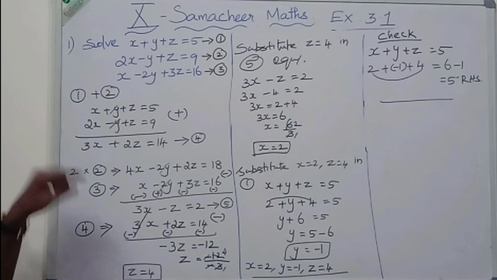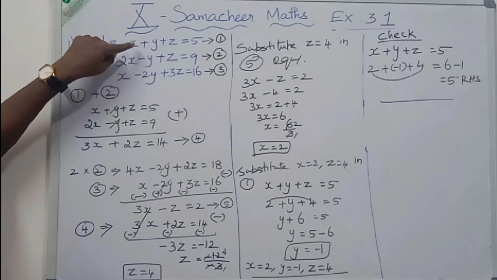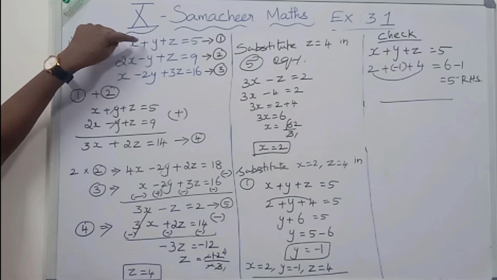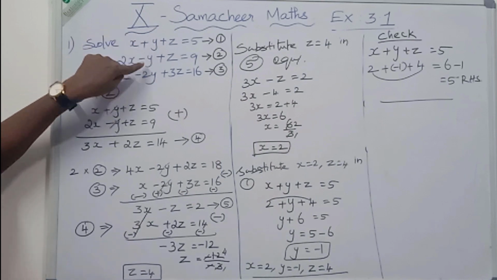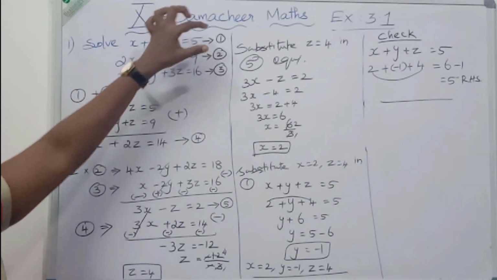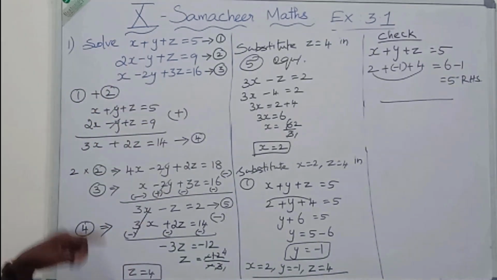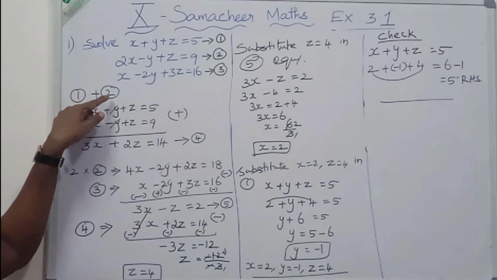Okay, so for that, see the first two equations. Here, see that y term, the second term: here it is plus y and here it is minus y. So when we add these two equations, this variable y will automatically be eliminated. So we have to add the first two equations.